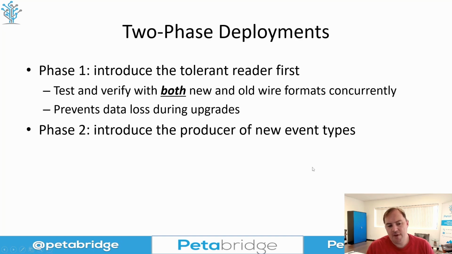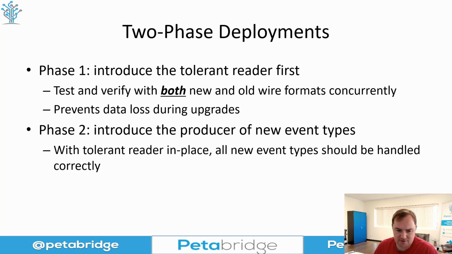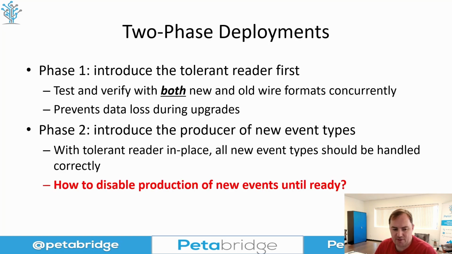Step 2 is we introduce the production of new event types. So after all of the read side code has been fully deployed, now it is safe for us to go ahead and introduce the write side code, the production of new event types. So with the tolerant reader already in place, all new event types should be handled correctly from the get-go. So this should be pretty seamless, provided that we've done our work.